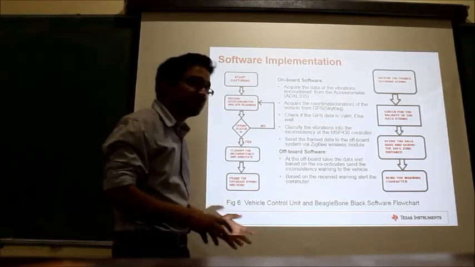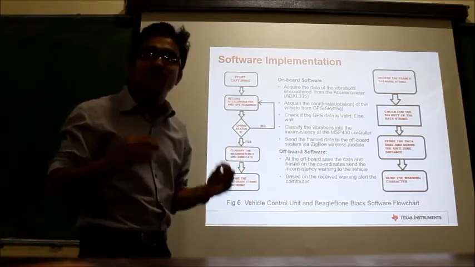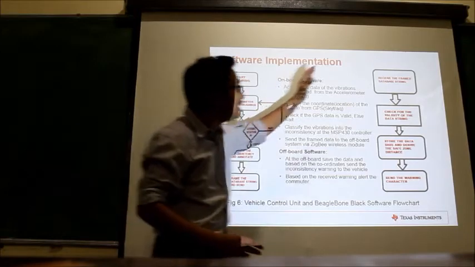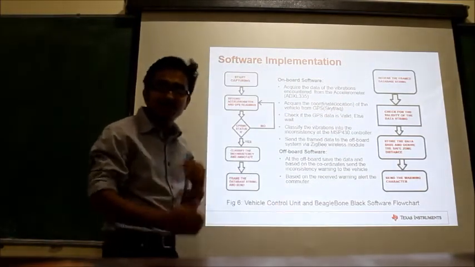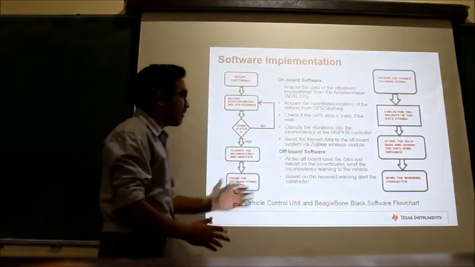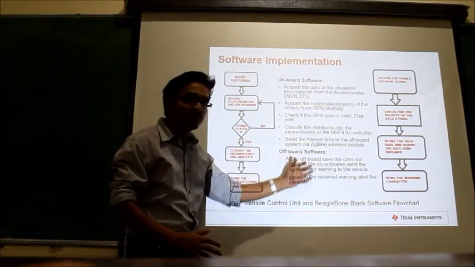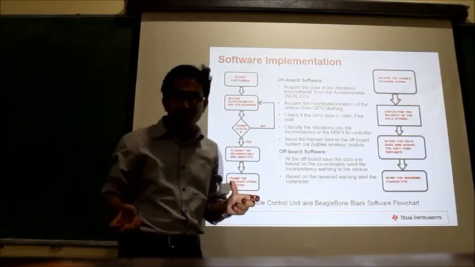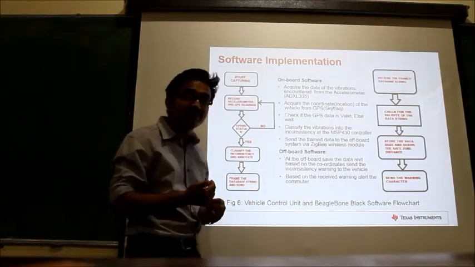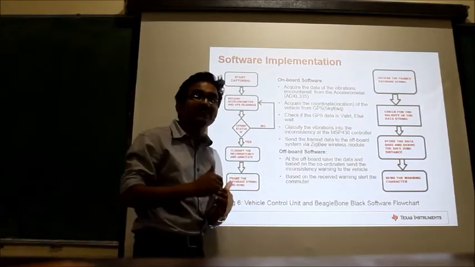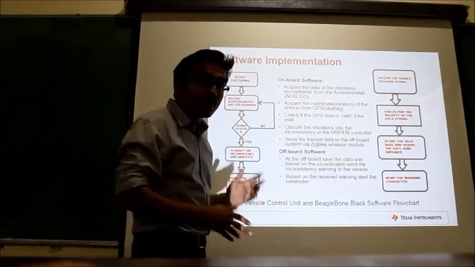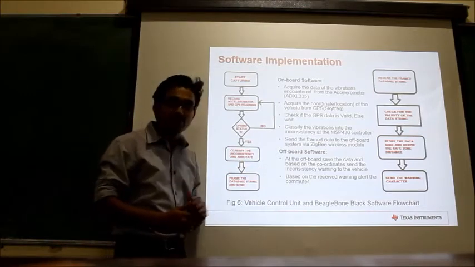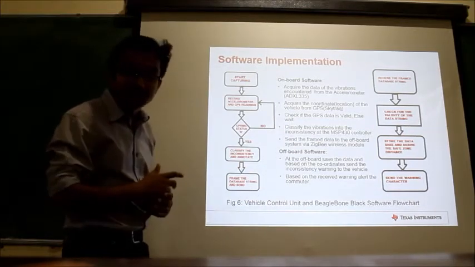Then the same is framed into a single string to create a database string, which is transmitted to the offboard system, and there it is further processed. At the offboard system, we have a process where the coordinates and the inconsistencies are stored. Based on the coordinates of the received data, a warning is sent to the onboard system, and based on the warning character, the required action is taken by the commuter. So that's how the software implementation works.